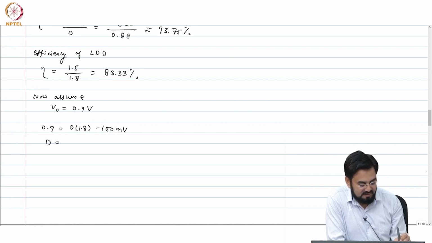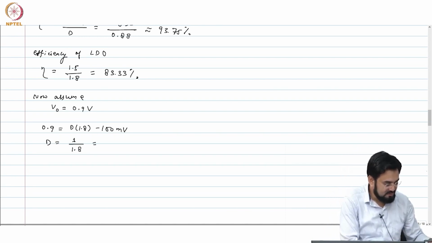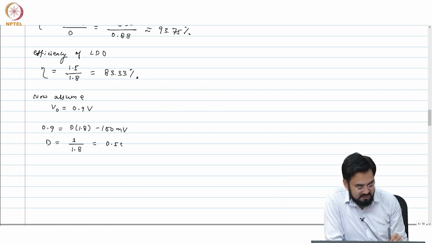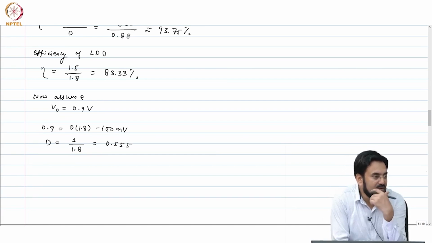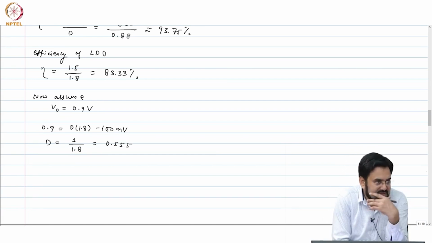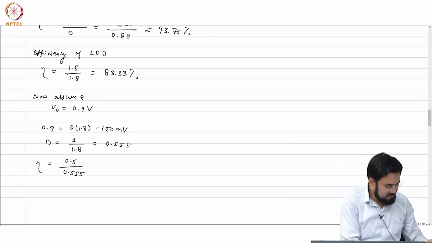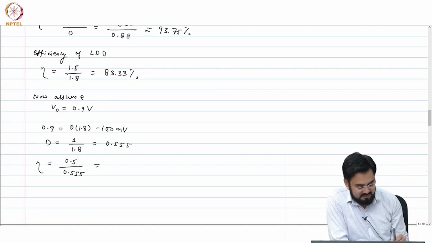So D is 1 over 1.8. How much is this? 55.55, or 0.555. We know under no loss it will be 50%. So you are seeing 5% difference. So efficiency is how much? 0.5 over 0.555. 90%. Correct?